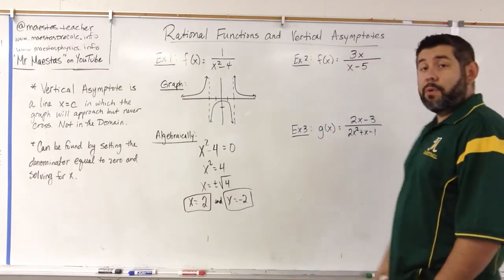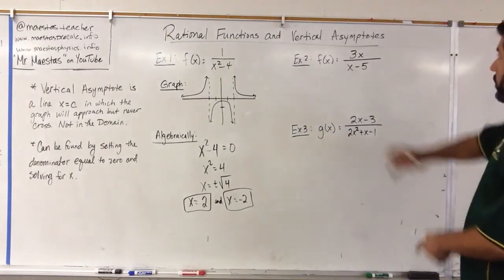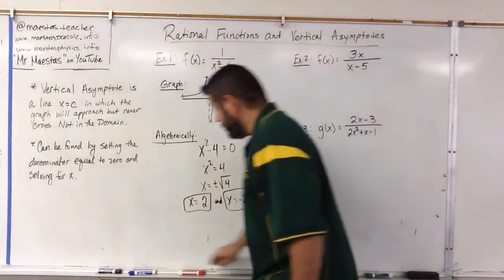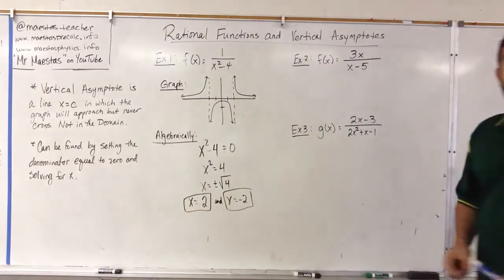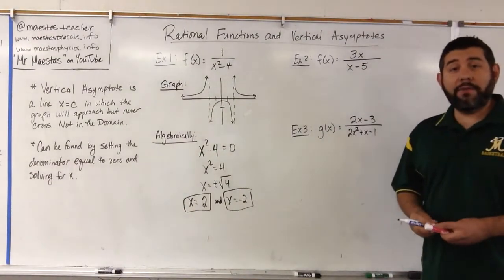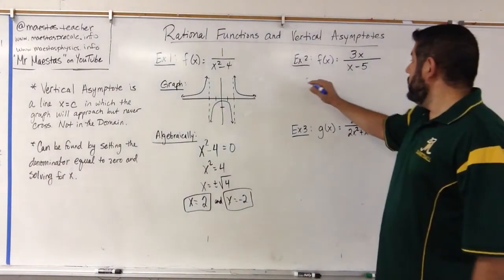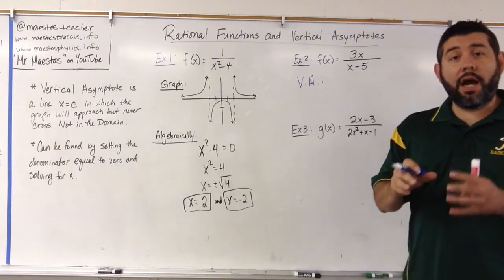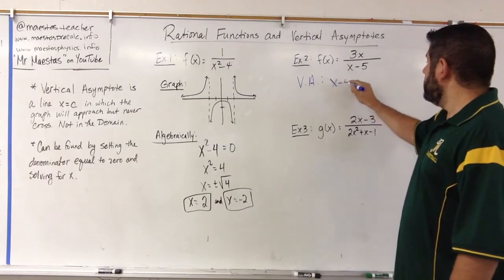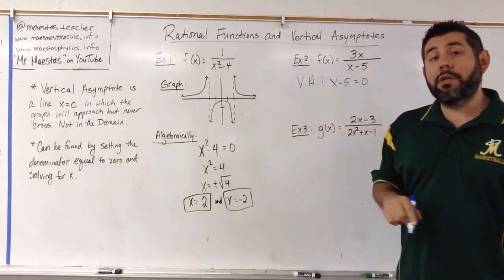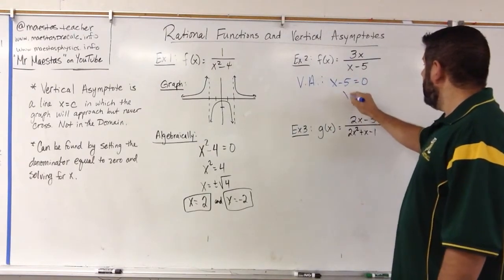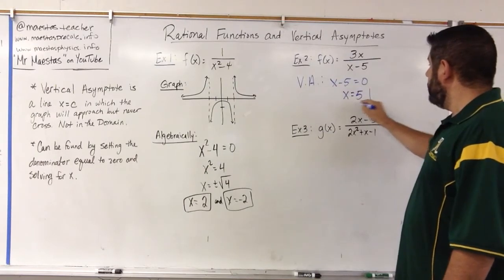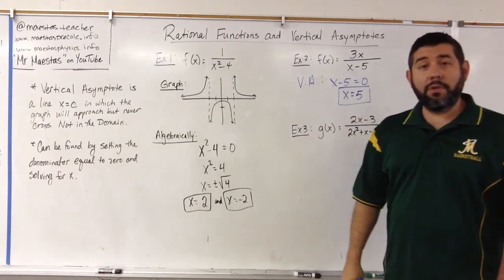Let's take a look at a couple more examples. We have the function f of x equals 3x over x minus 5. So we're interested in finding the vertical asymptote. So we're going to take the denominator, x minus 5, set it equal to 0, and we're going to get x equals 5. This is our vertical asymptote.